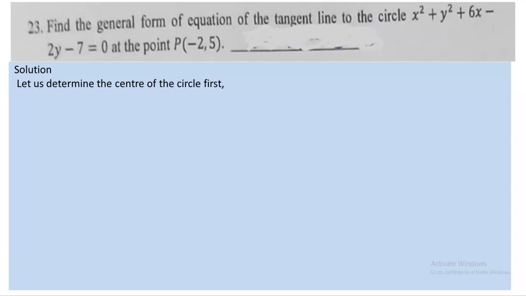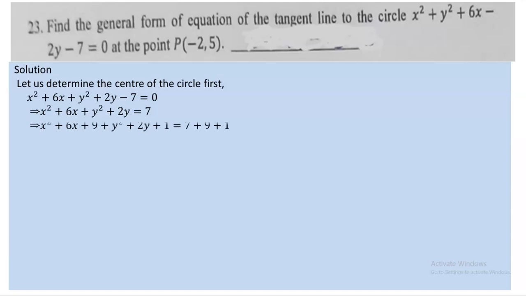First, we have to determine the center of the circle. Okay? To find the center of the circle, what you need to do is just take the equation of the circle as you see. Now what follows is, try to collect like terms together and the number to the right side.